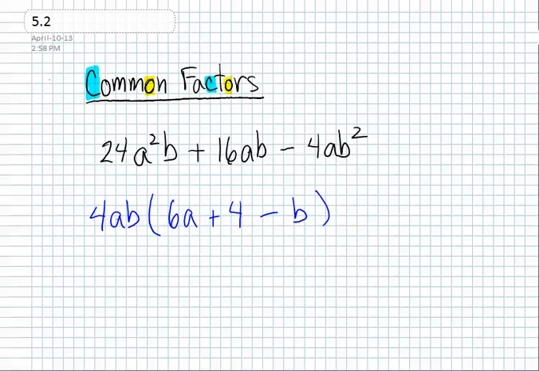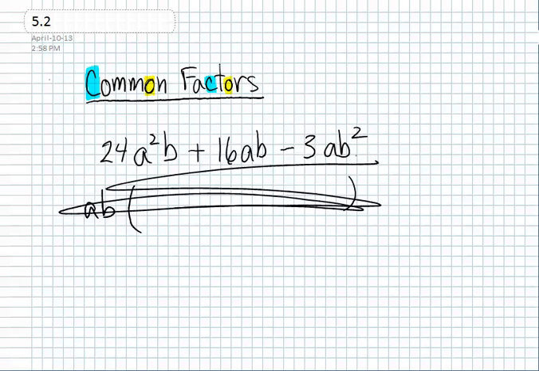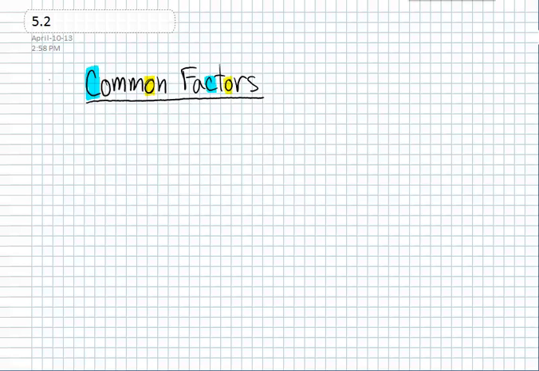Now the really important thing to note here is that the 4ab has to be divisible out of all three of those terms. So if I change the question a little bit and make that last term a negative 3ab squared, well, 3 is a common factor for 24 and 3, but it does not go into 16. So the only common factor I have here then would be ab. And then that's what I would pull out front. So even if you really want to, you can't do it. So don't try.